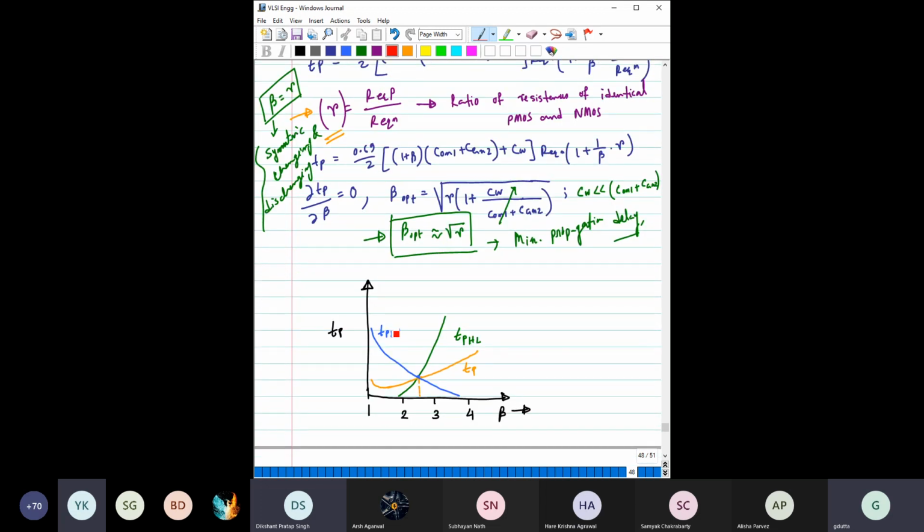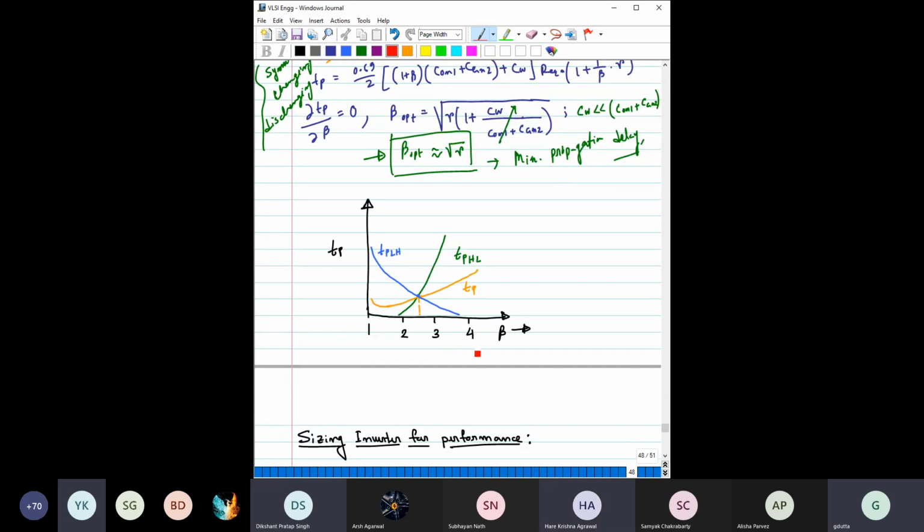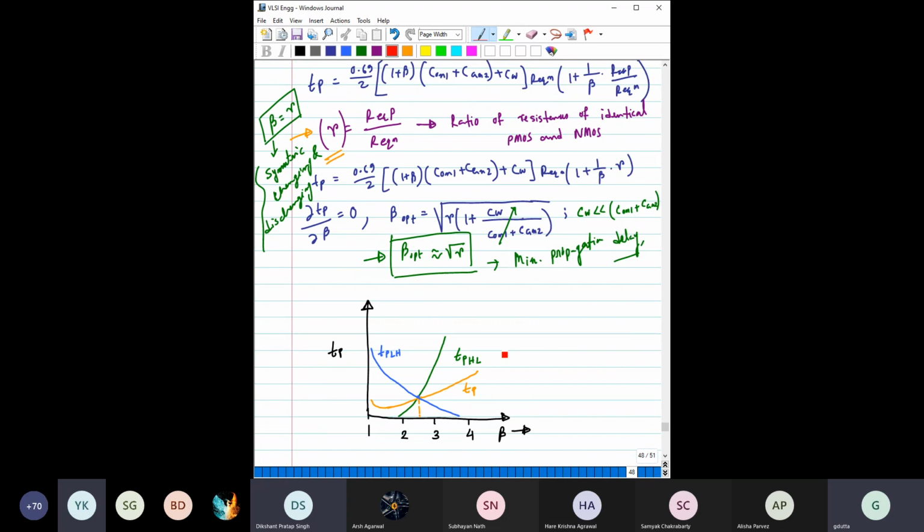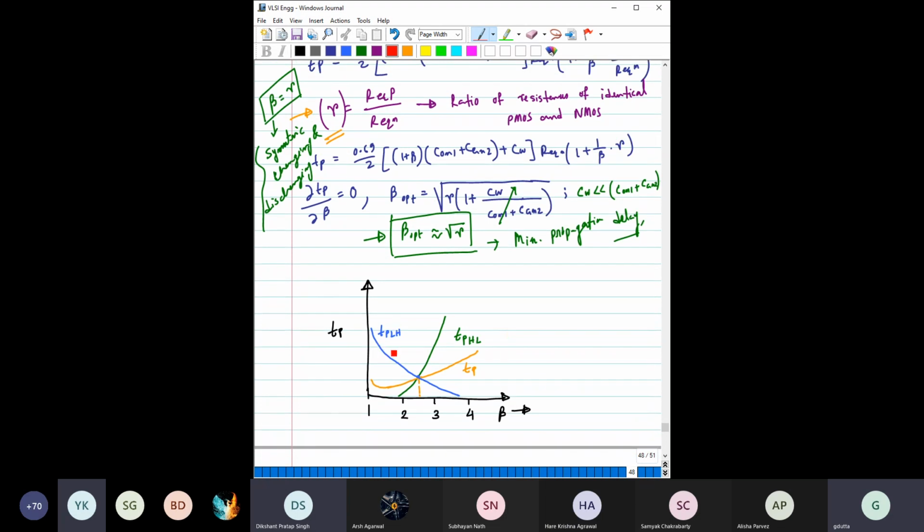Okay, let me first tell this in this context, and then I will come to your question. Then it will be easier. So for example, if you do a simulation and just plot this TP versus beta, now you know what beta is. Beta is the ratio of W by L for P and W by L for N, right?